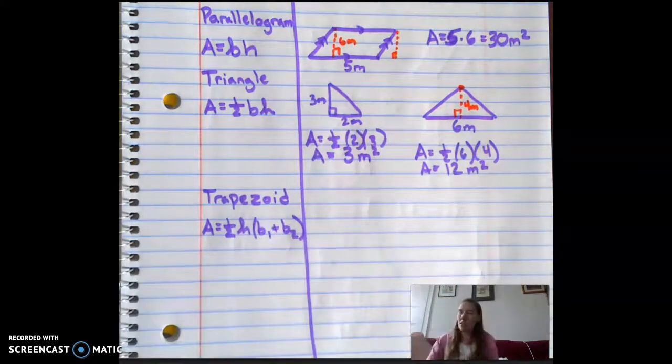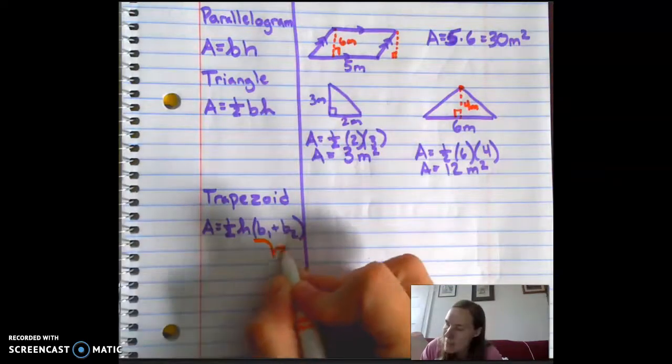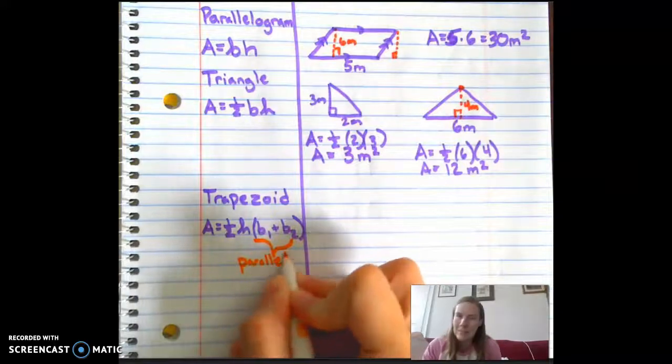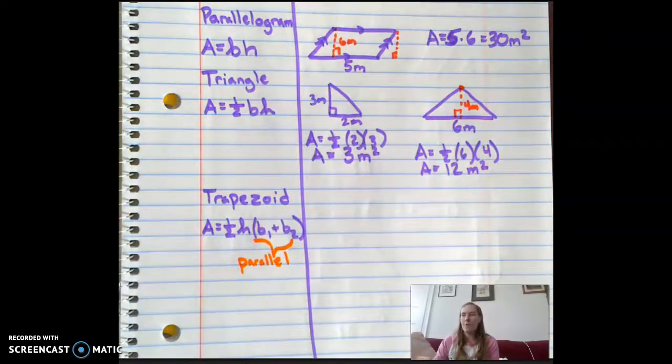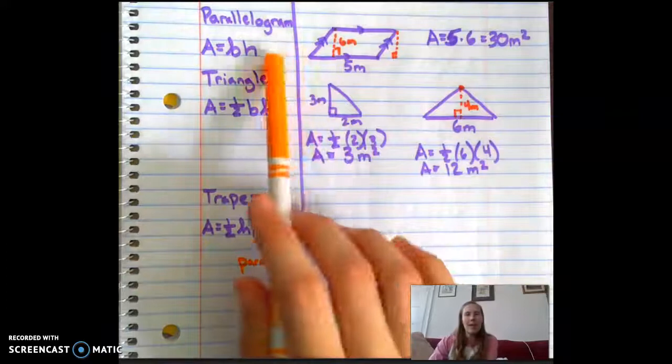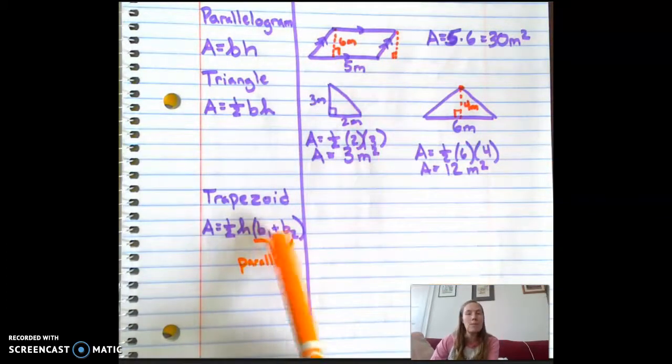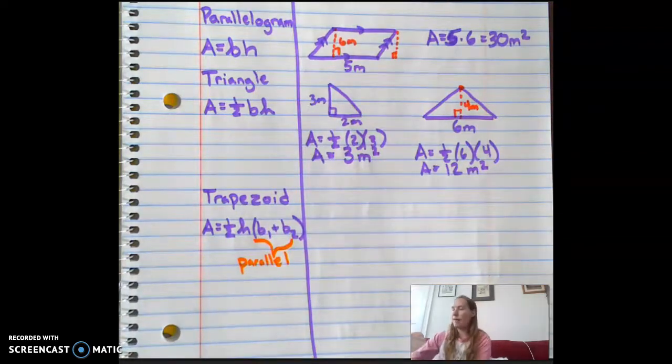Something to note, the way you can find your bases is that they are the parallel sides. So we're talking about parallels for parallelograms. So parallelograms have two sets of opposite parallel sides. Trapezoids only have one set of parallel opposite sides. And that's the way that we find our area.